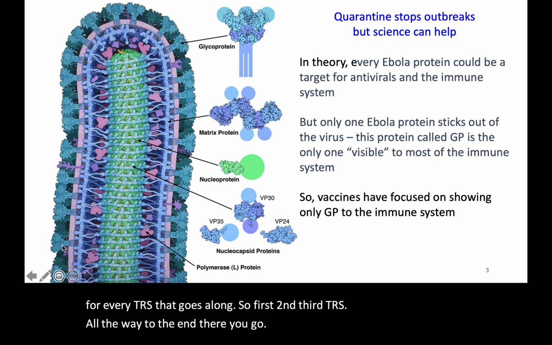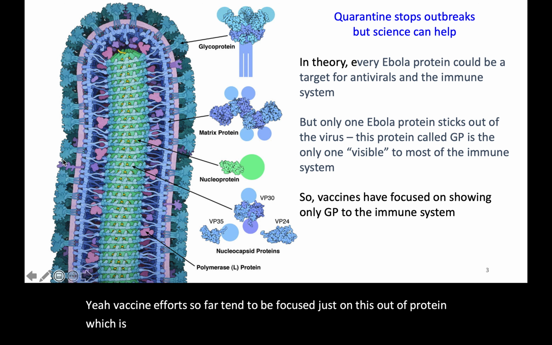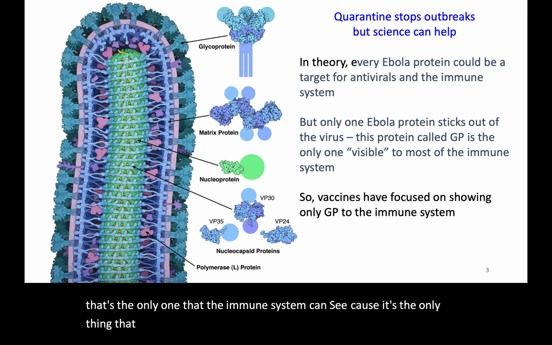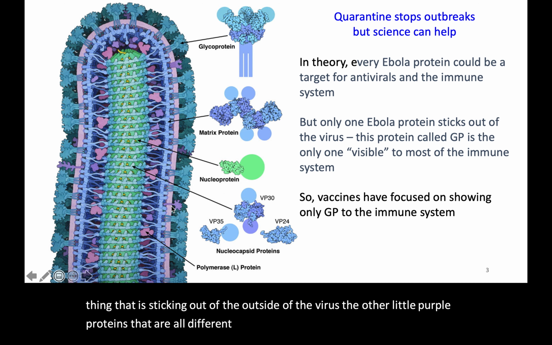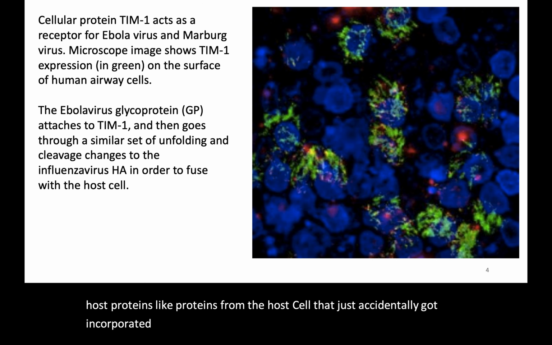Vaccine efforts so far tend to be focused just on this outer protein, which is the glycoprotein. That seems to be the big one that you get a lot of. It's the only one that the immune system can see because it's the only thing sticking out of the outside of the virus. The other little purple proteins that are all different shapes that you see sticking up here are all host proteins, proteins from the host cell that just accidentally got incorporated. So that's what they look like. All right.